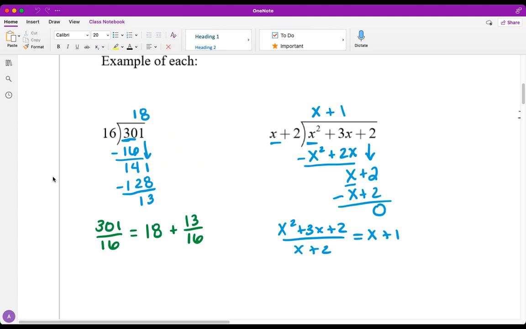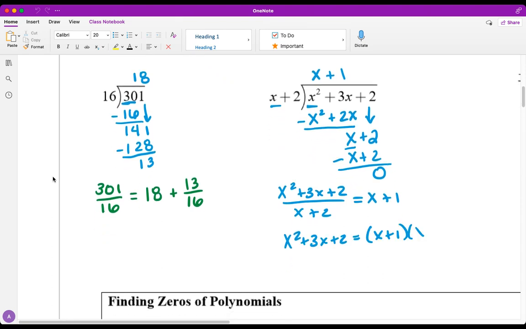Whenever we get a 0 remainder, it's going to help us to factor because I can now rewrite this expression that I just wrote by multiplying both sides by x plus 2. And I get factors for x squared plus 3x plus 2. So watch this happen as we move the x plus 2 to the right side. That stuff on the right-hand side is the factored form of the expression on the left-hand side.